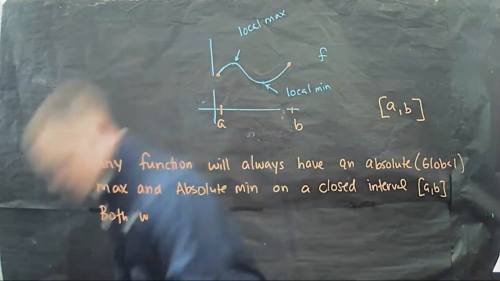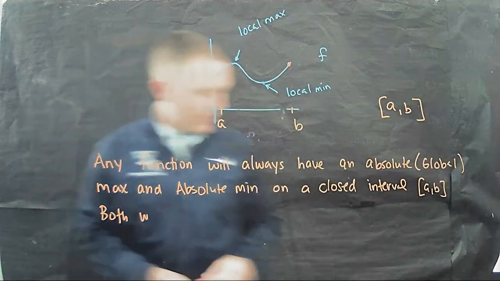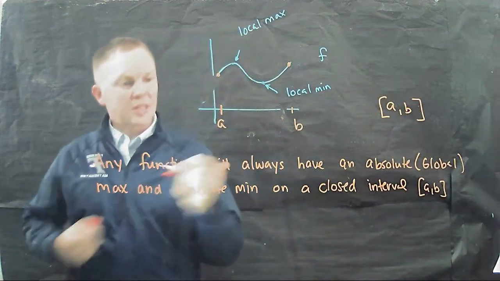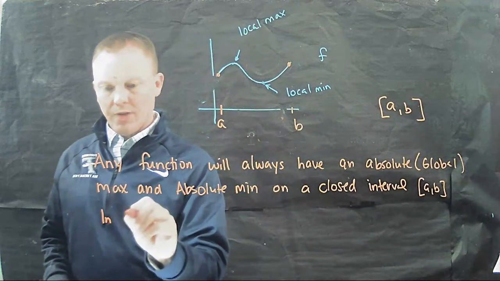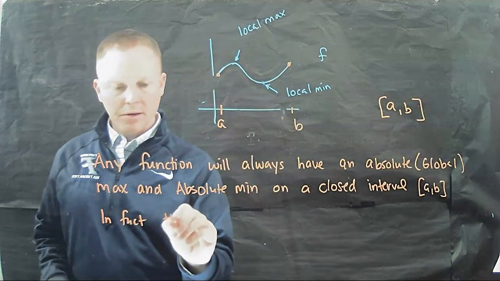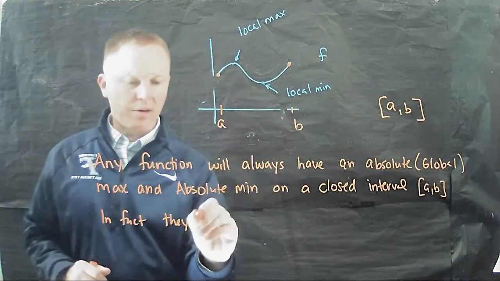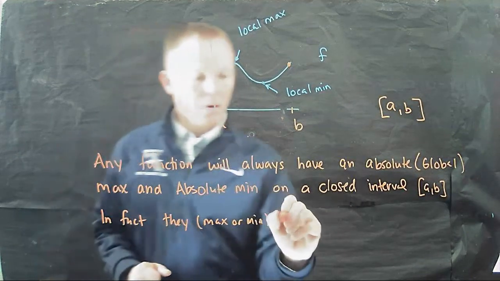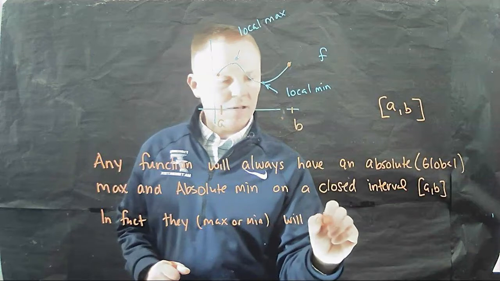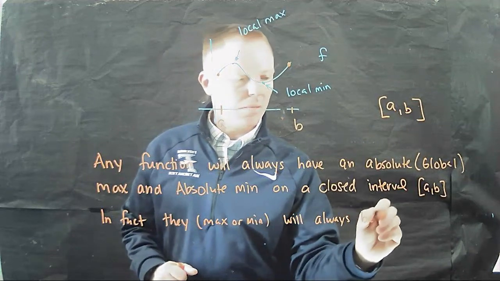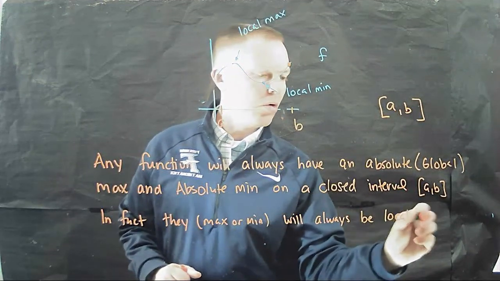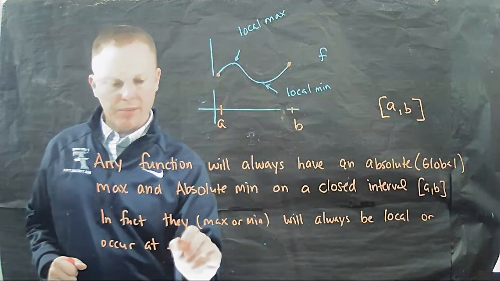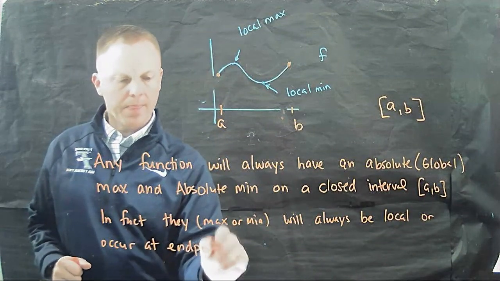I'm going to change how I word that. I don't like the way I started to say that. Let's say, in fact, the max or the min will always be local or occur at an endpoint. Okay?